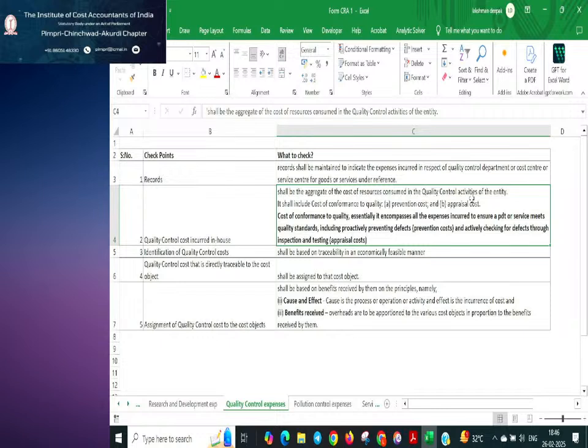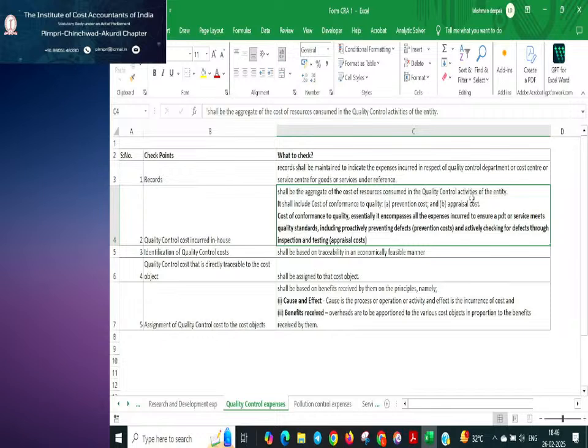There are two types of quality control activities. One is prevention cost, another one is appraisal cost. What is prevention cost? Prevention cost is before something happens, you try to fix it up before itself so that you don't produce defective products. Appraisal cost is after the production is done, then you do the quality check.